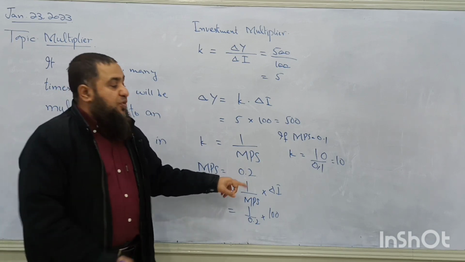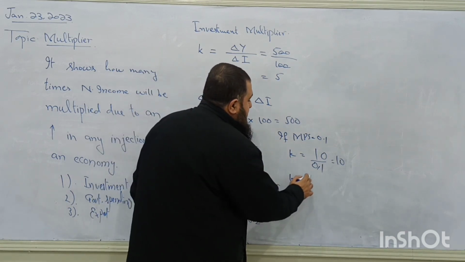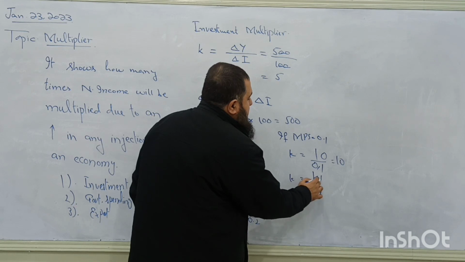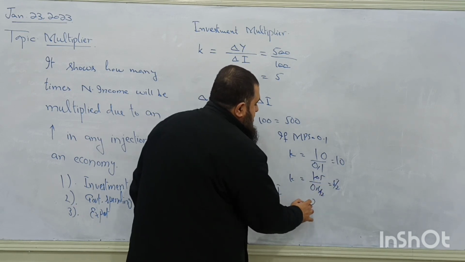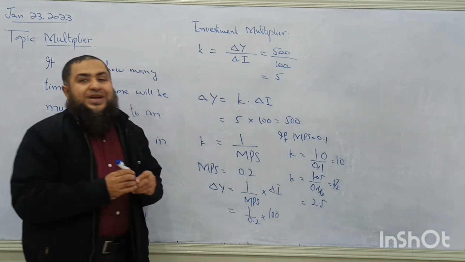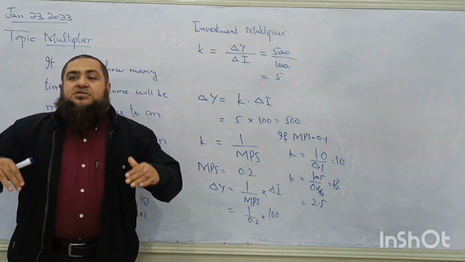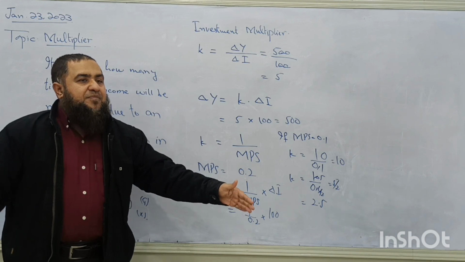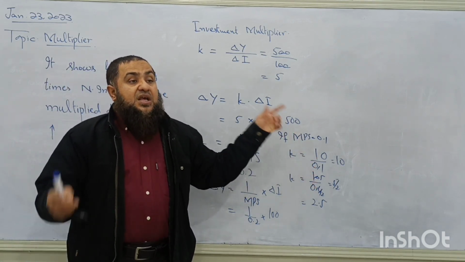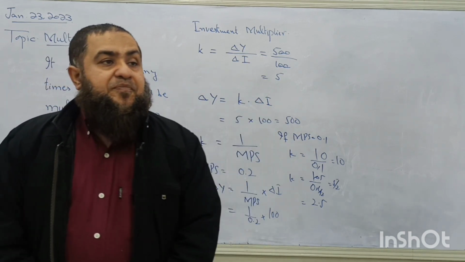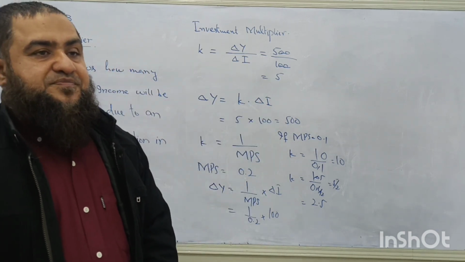Please be attentive: if MPS value is 0.4, can you find the value of the multiplier? If MPS value is 0.4, then the multiplier will be 10 over 4, 5 by 2, which is 2.5. So you can see if people save a larger part of their income, national income will not increase by more, rather the multiplier effect will fall or decrease.